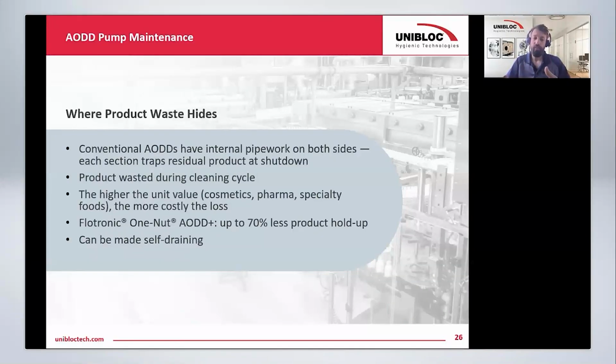And on top of that, some of the products were incredibly expensive, so up to $170 an ounce. And so if you had the conventional style with those manifolds, you can end up with a lot of product left inside that pump. And so if you've got a couple pounds of product left in that pump, it could be thousands of dollars that they were losing every single time they switched to a new product. And so we were able to supply them with our alternative, the one nut style.